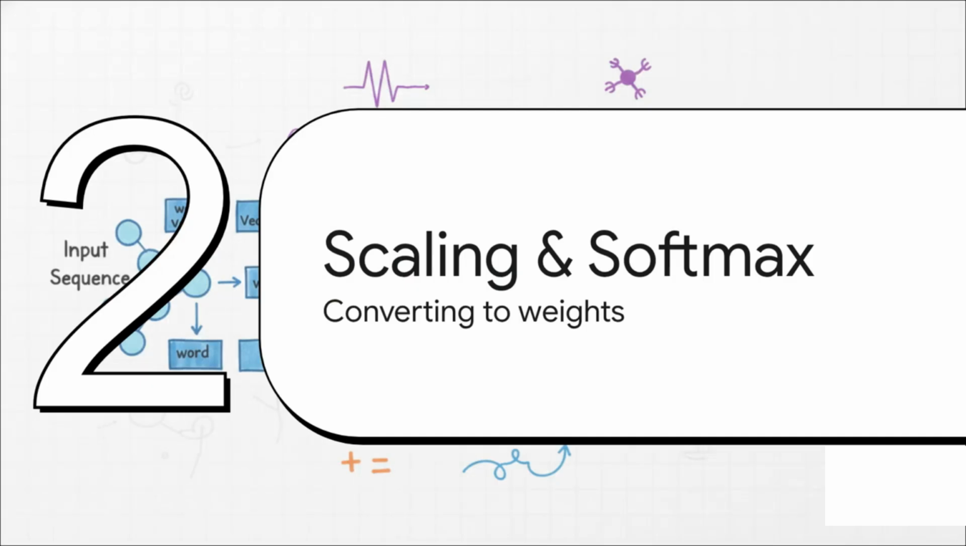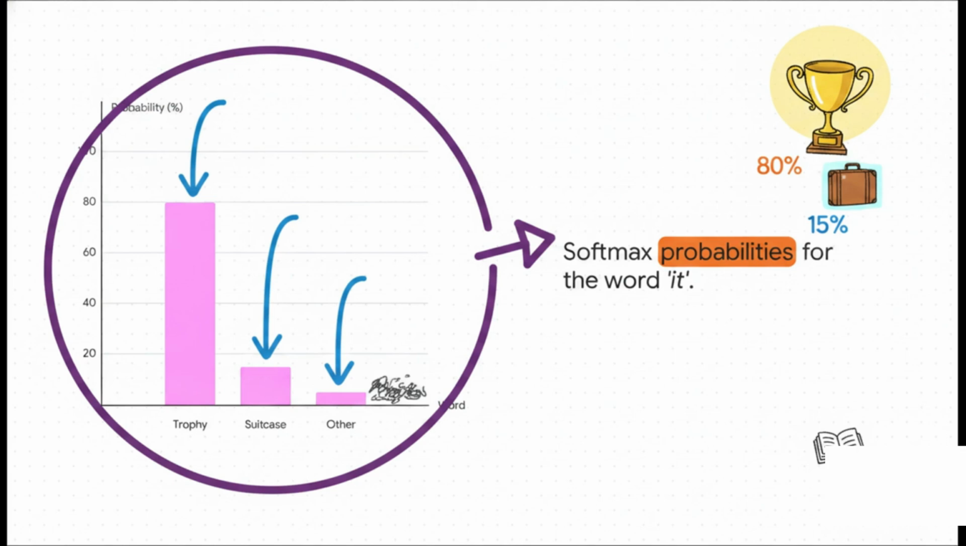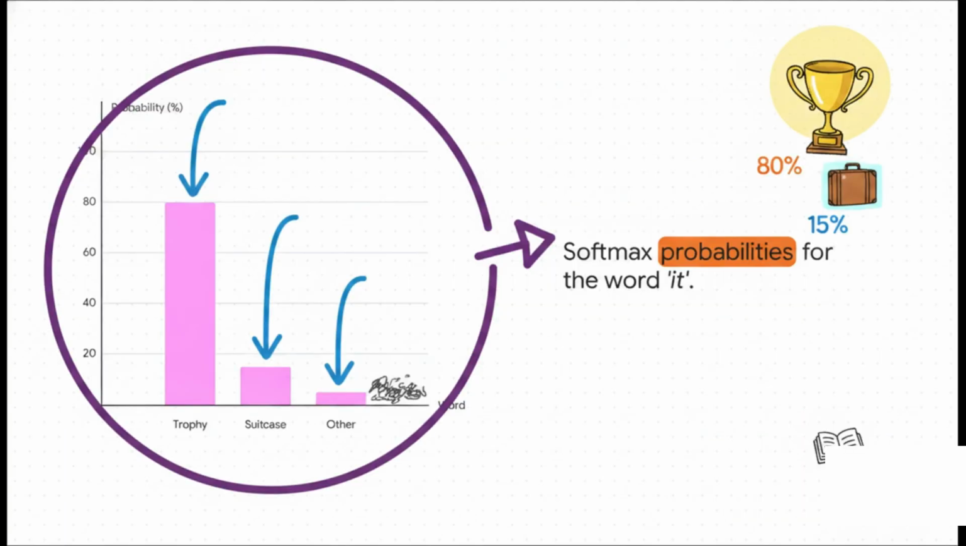Next up, section 4, scaling and softmax probabilities, converting raw scores into attention weights. All right, step 3 is where we apply the softmax function. This is super cool because it forces all of those raw scaled scores into a normalized probability distribution that adds up exactly to 100%. So instead of arbitrary math scores, we now have a strict attention budget. As you can see, trophy completely wins out, capturing exactly 80% of the attention. Suitcase gets 15%, and the rest of the words in the sentence just get the remaining 5% scraps.